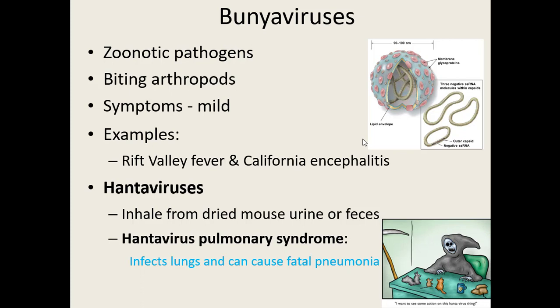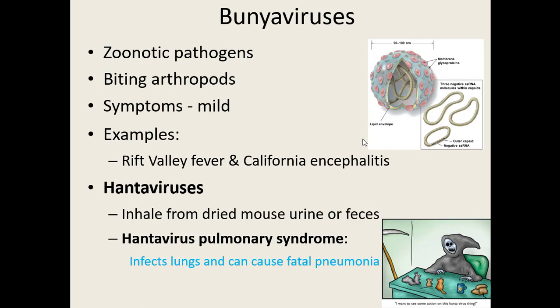Now, symptoms are usually mild. However, there can be some more severe cases like Rift Valley fever causing a really extreme fever, California encephalitis, and our very own La Crosse encephalitis is a Bunyavirus. One unique virus that's in the Bunyavirus group is spread by animals, not arthropods. It's called the hantavirus. We pick it up from inhaled dried mouse urine or feces.